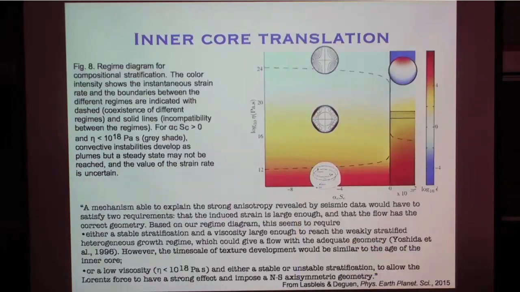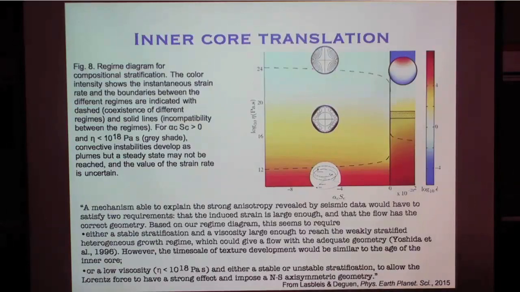One can also think compositionally about what would happen. This is a picture where composition is also taken into account. We now have compositional variation as well as viscosity variation. I'm not going to push into the details, but what I would like to highlight here is the sentences in the conclusion, which say, a mechanism able to explain the strong anisotropy revealed by the seismic data would have to satisfy two requirements: that the induced strain is large enough and the flow has the correct geometry. So they're trying to match up with what's seismically seen. And by the way, they're trying to match up with what's seismically seen before we add in the complications of hemispheres.